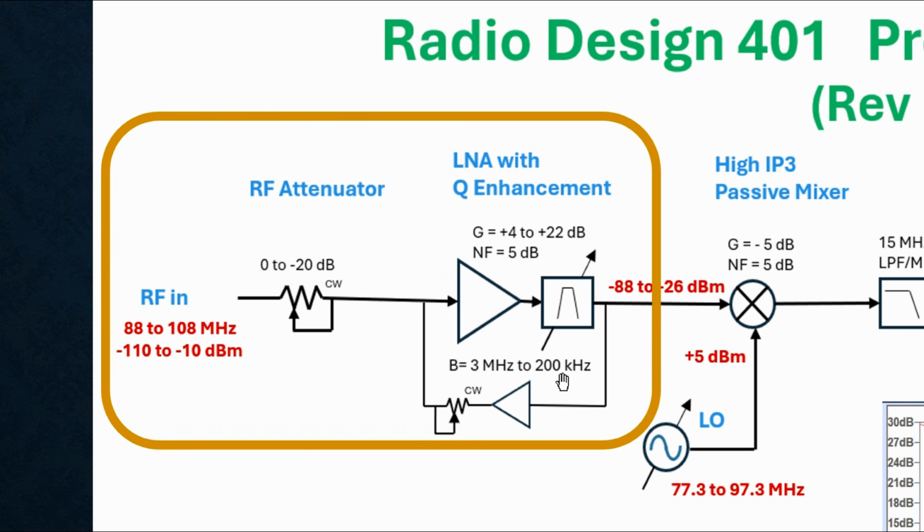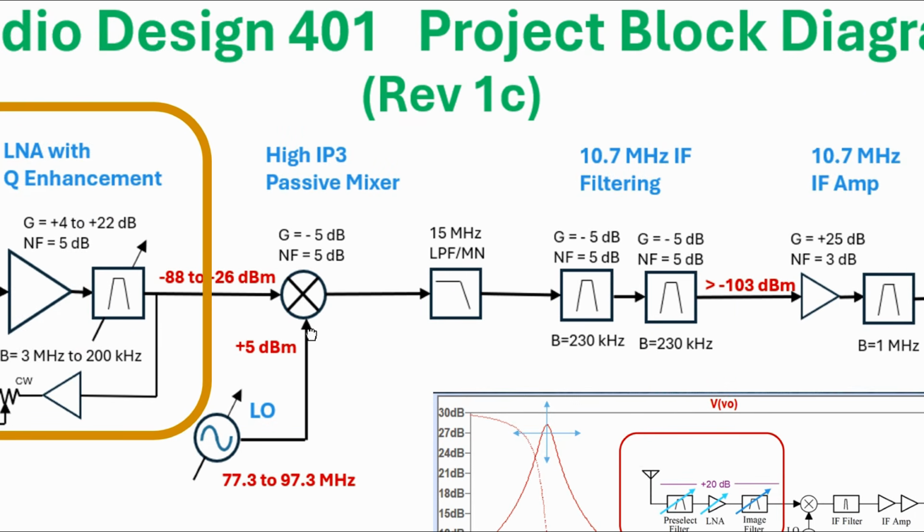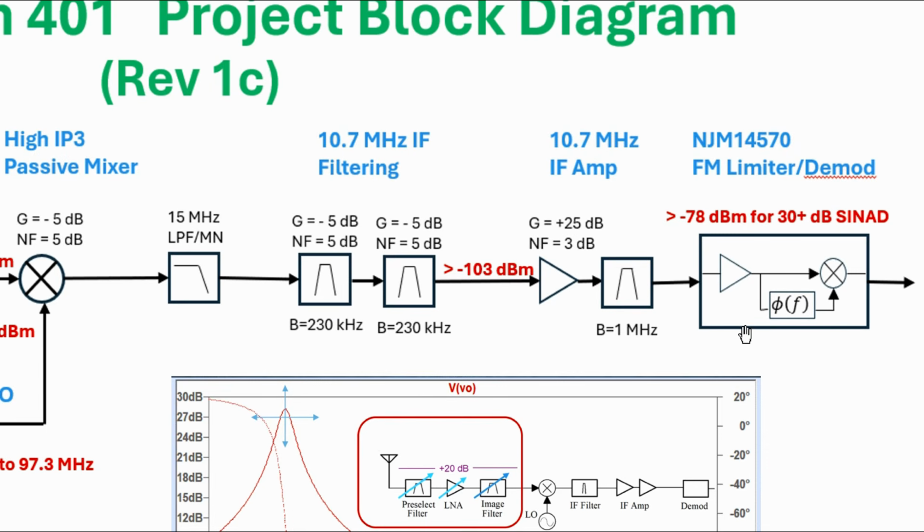Well, that's the bandwidth of the single channel. So after we've done that and amplified it sufficiently, we move on to our mixer with a local oscillator and the IF filters, and eventually the DMOD over here.